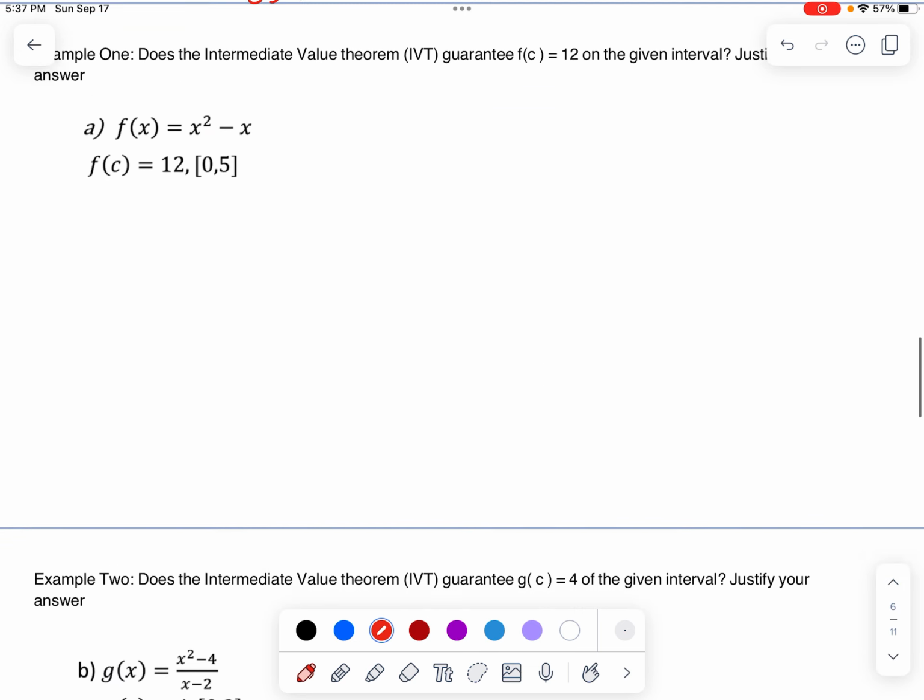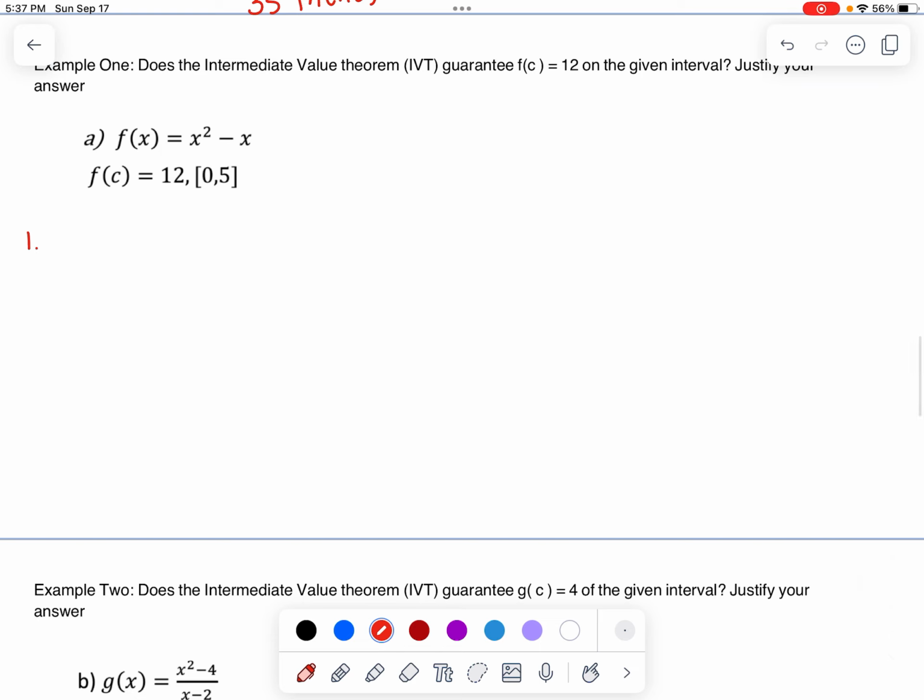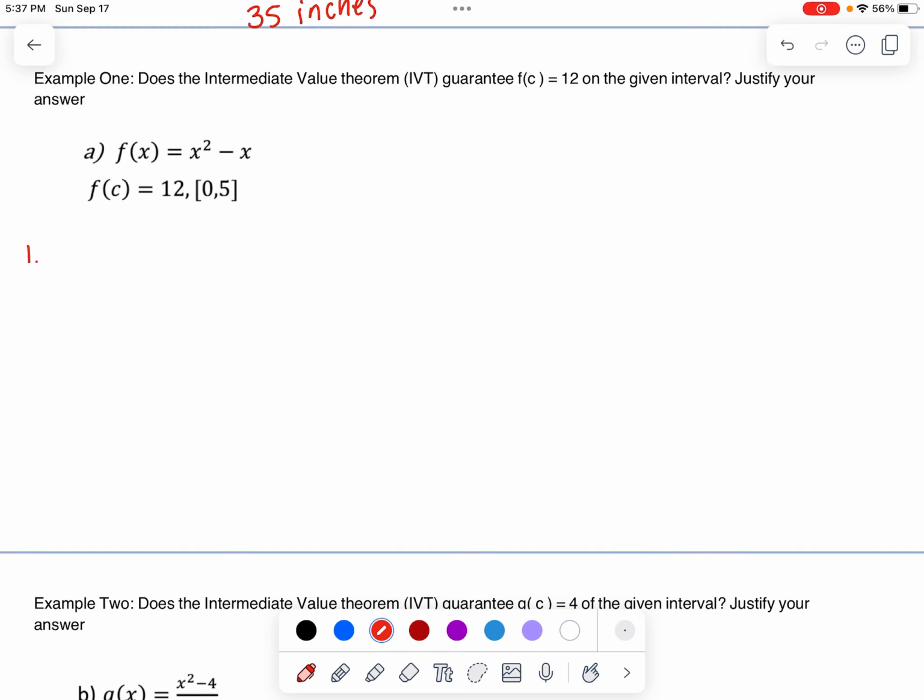So first, this says, does the intermediate value theorem guarantee f of c equals 12 on the given interval? Justify your answer. So the first thing we always have to talk about is continuity, because if there's a hole in the graph or there's a jump, we can't prove that it's going to hit every single point. Like if this is the function right here, and this is 3 to 5, and there's a hole right here at 4, I can't guarantee that there's a point at 4 because there's a hole. And so that breaks it. So that's why I have to check to see if there's continuity.